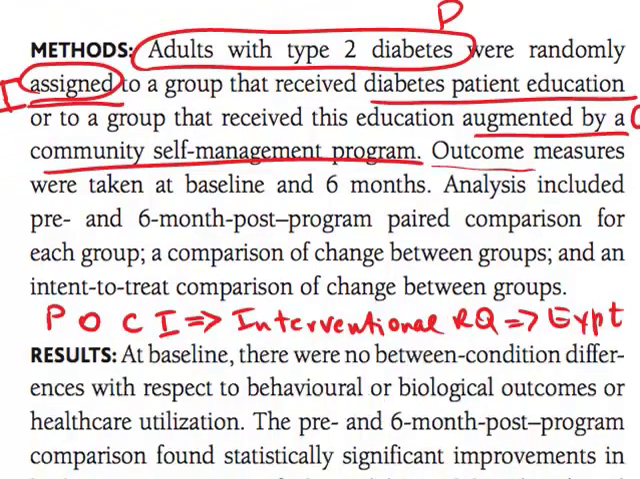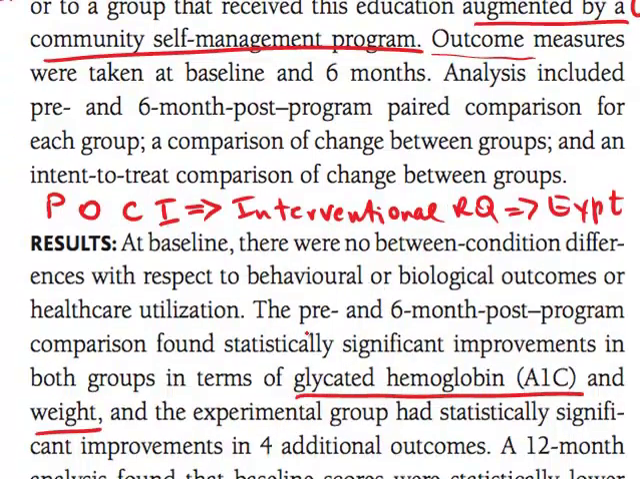One other thing to note in passing is that our outcomes are measured at two time periods, which means that there's a within-subjects aspect to this study as well, because each subject is measured at two times.